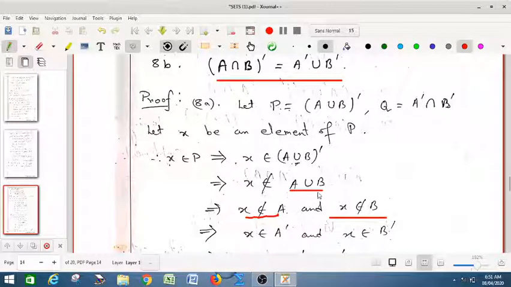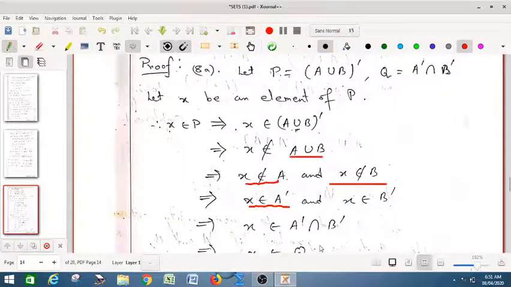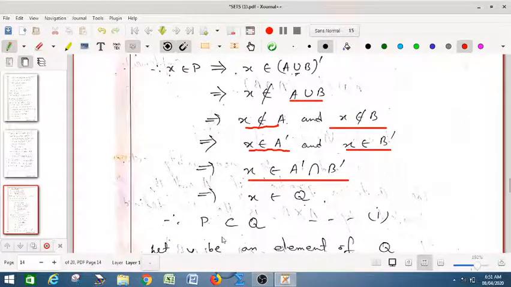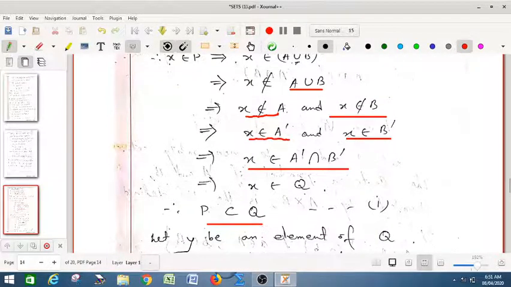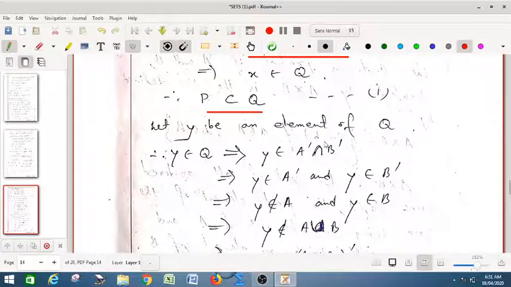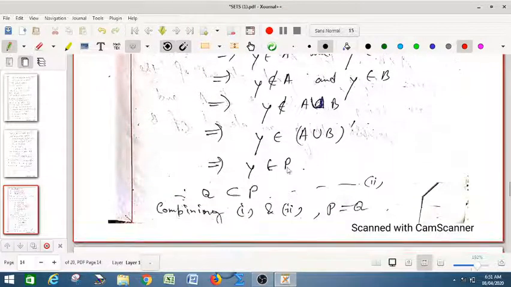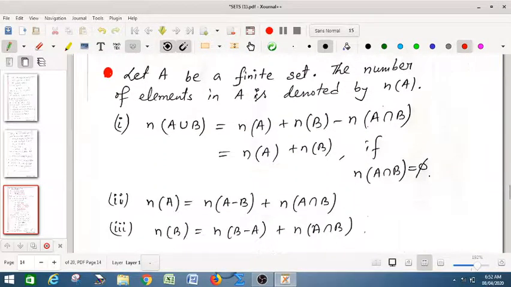So if it does not belong to A, then X belongs to A complement from the definition of complement, and X belongs to B complement. So X belongs to A complement intersection B complement. So X belongs to Q. So P is a subset of Q. Again similarly we can say, letting Y be an element of Q, with the same process we can show that Q is a subset of P. So combining 1 and 2 we see that P is equal to Q. This is the first proof of De Morgan's law. Similarly, with the help of this you can prove the second one also.